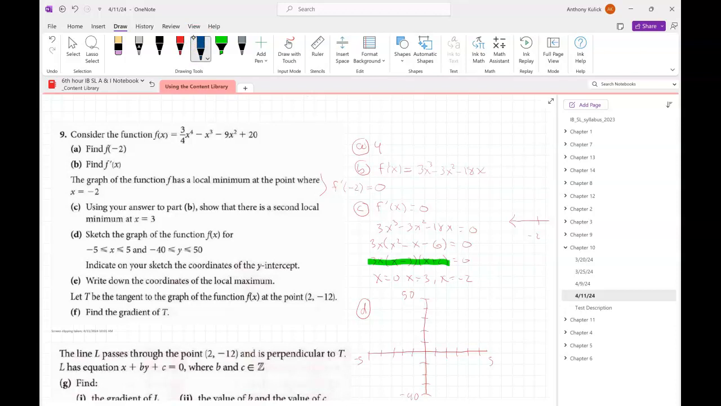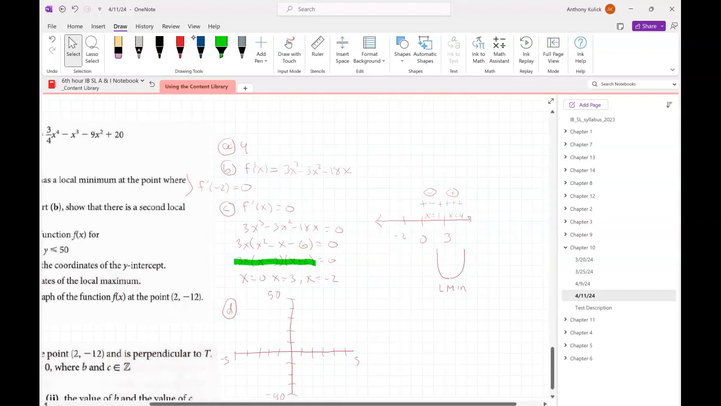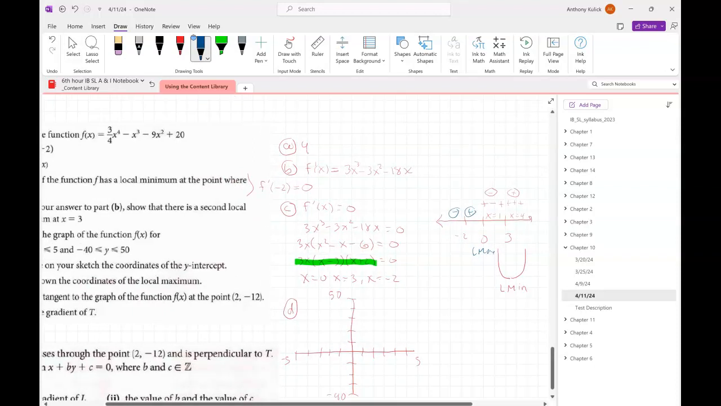All right. I have a local maximum at x equals 0, right? Because I know that negative 2 is a local min, so I know it has to go from negative to positive on the derivative. So 0 has to be a local max. I know the 0 is at 0, 20. So I know that's happening there, right?